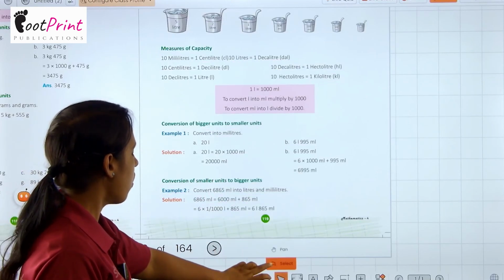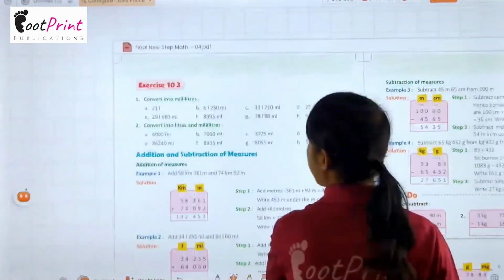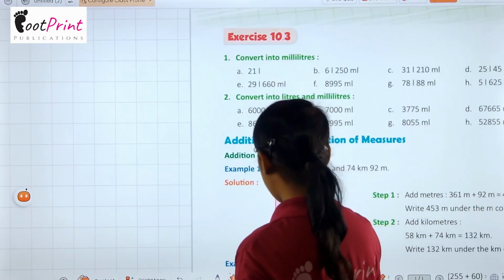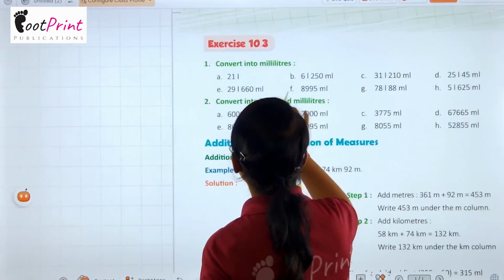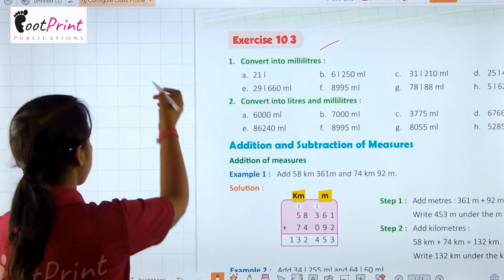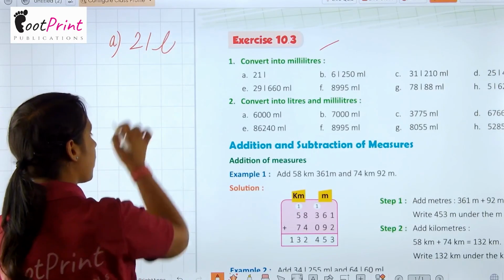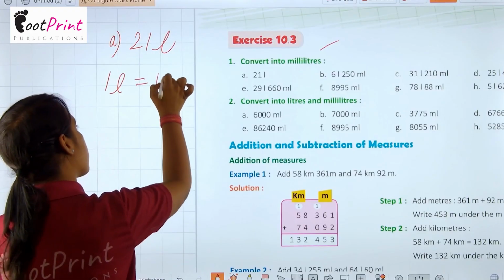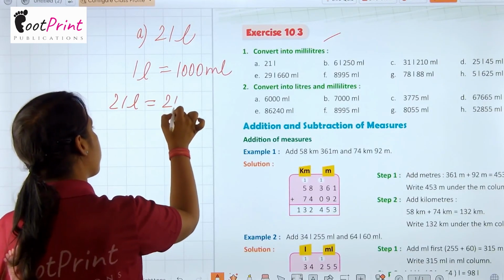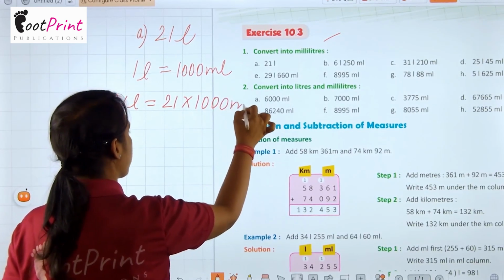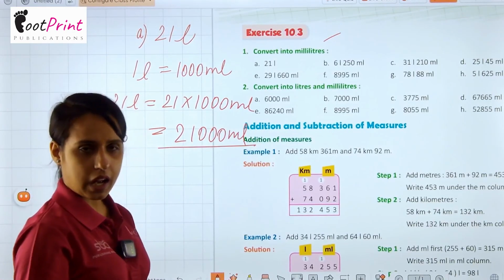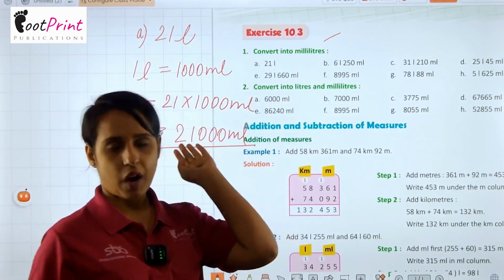Okay, now we have exercise 10.3 on the basis of units of capacity. So let's see here, we have convert into milliliter. So how do we convert into milliliter? First we have 21 liter. Okay, we know that 1 liter equals 1000 milliliter. So 21 liter will be 21 into 1000 milliliter. So it will be equal to 21,000 milliliter. Okay, this is our answer. In the same manner, you can find the rest of the parts of this question.